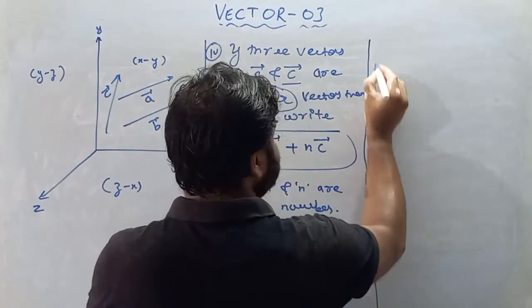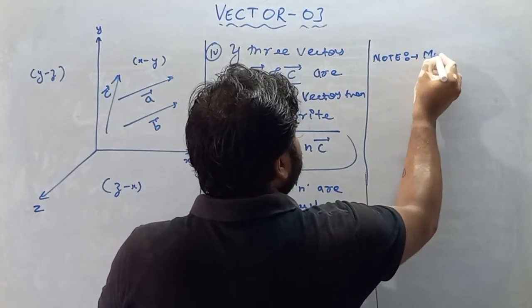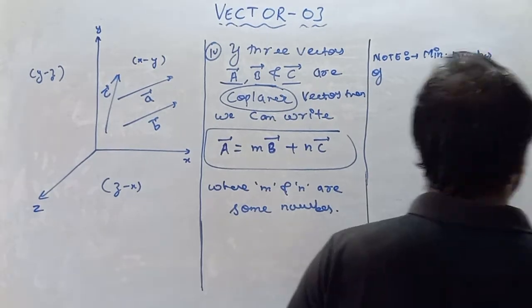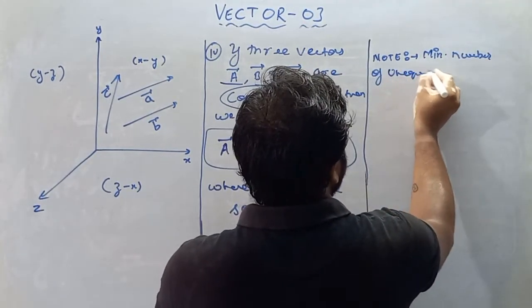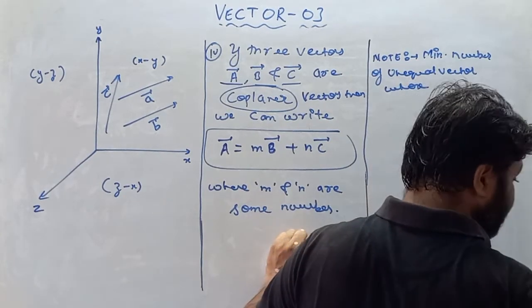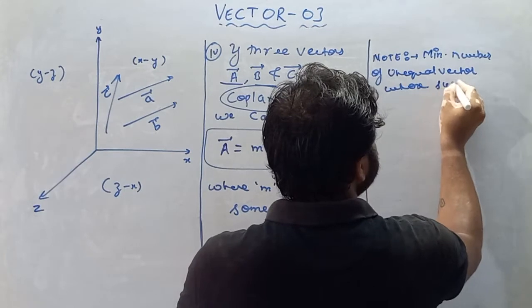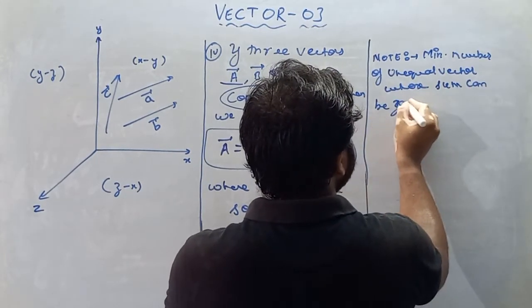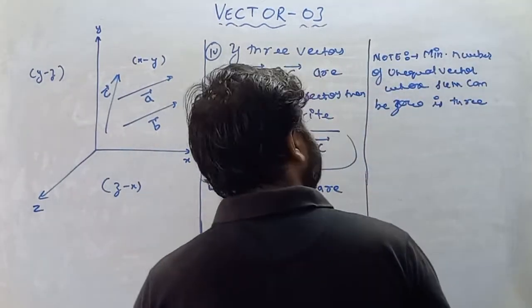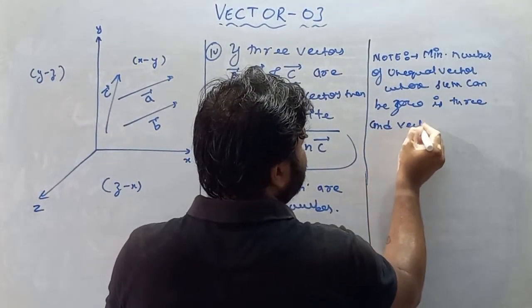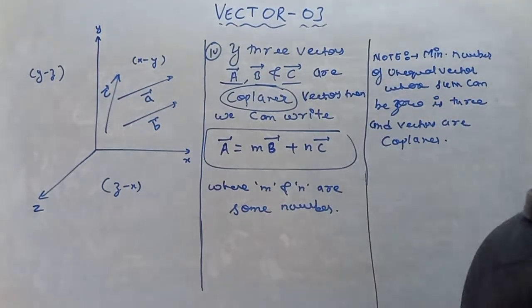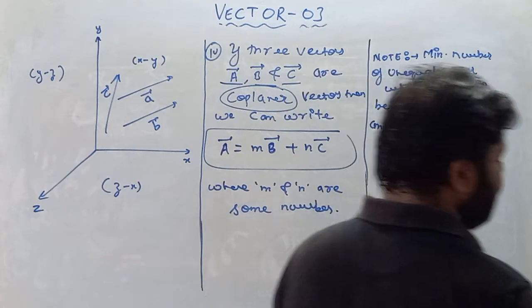Now write down notes. The minimum number of unequal vectors whose sum can be 0 is 3, and the vectors are coplanar.